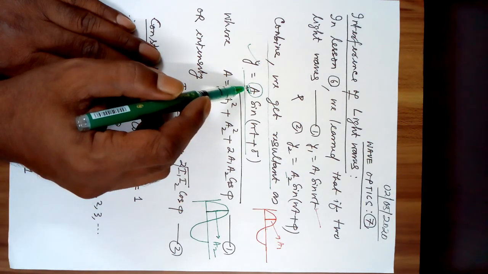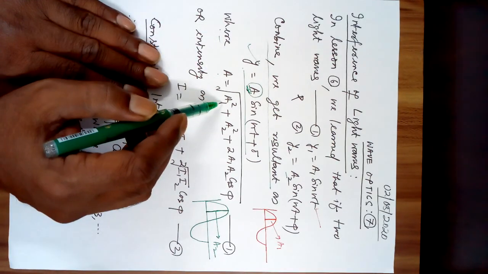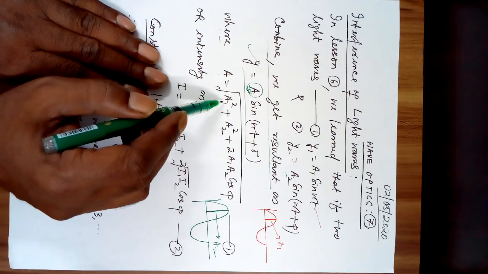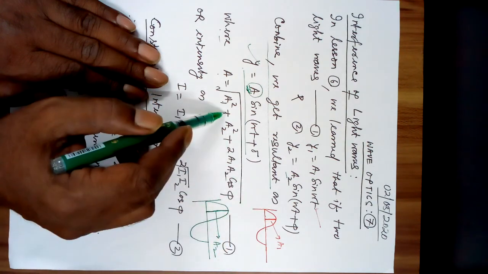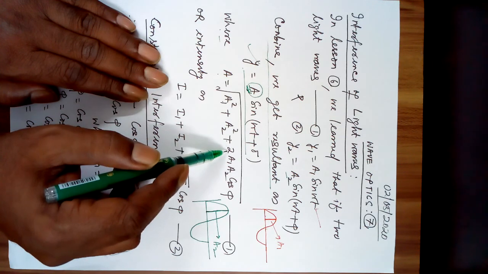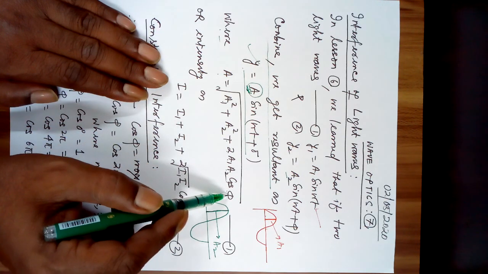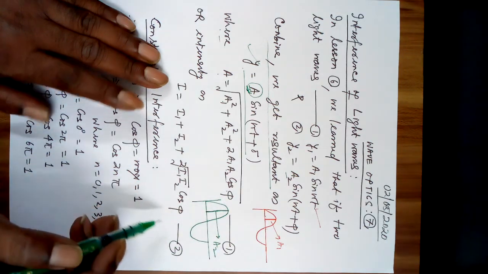And in the previous lesson, this A was derived as: A squared is equal to the square of the amplitude of the first one plus the square of the amplitude of the second one plus 2 times the amplitude of the first one, the second one, cos phi. Here phi was the phase difference between these two waves.